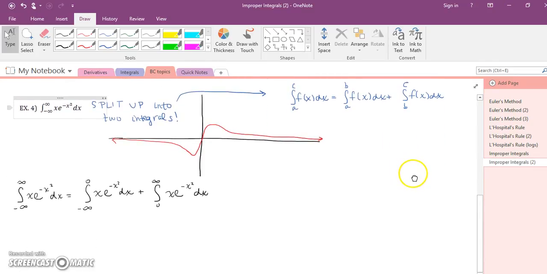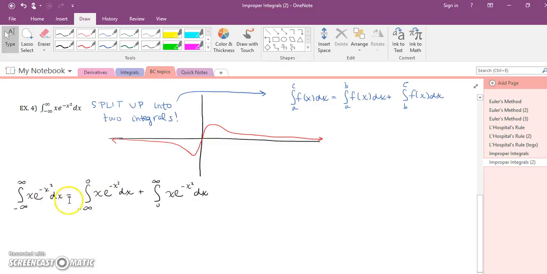The trick to doing this, if you have a negative infinity and an infinity as your limits of integration, is we're going to split this single integral up into 2 integrals using this property of integrals. Remember, there were 5 properties of definite integrals. This is one of them. If I go from a to c, I can pick a number in between a and c and split it up as long as these two numbers are the same.